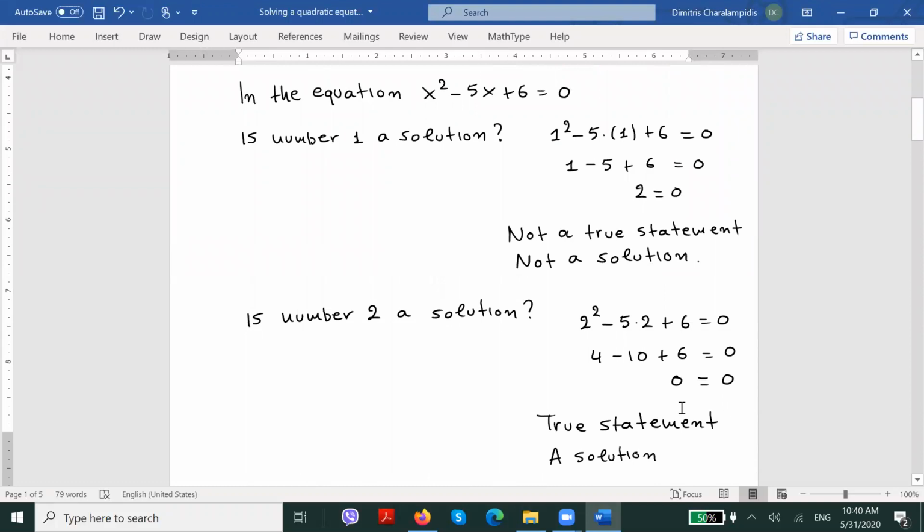We'll follow the exact same process. We'll substitute number 2 in place of x, and we'll check the results. 2 squared minus 5 times 2 plus 6 equals 0, which means that 4 minus 10 plus 6 equals 0, which leads to 0 equals 0, which is of course a true statement, and therefore number 2 will be a solution.